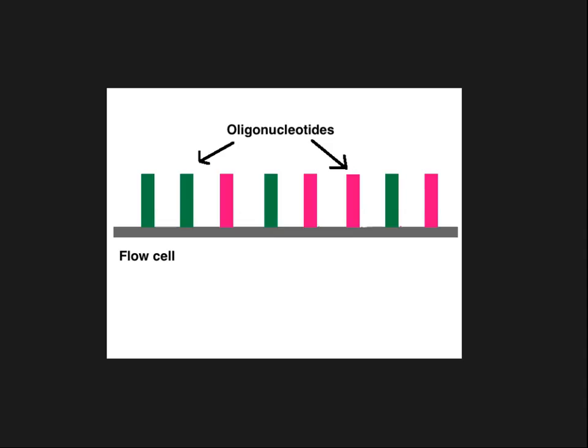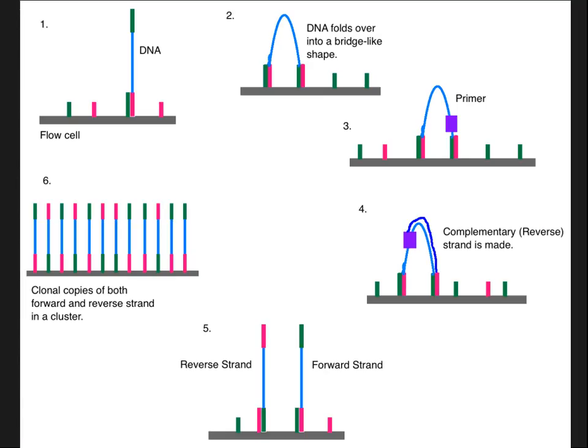So again, just to remind you, we have a flow cell. This is looking at it end on, and we have all these oligonucleotides, and generally we have two different kinds there. Each of them is going to bind to one of the adapters. So here's our DNA. We have the adapters on each end. It's going to hybridize with one of the oligonucleotides on our flow cell. Then it will bend over and hybridize with another oligonucleotide that has the opposite adapter on it. And so what we get is all of these bridges.